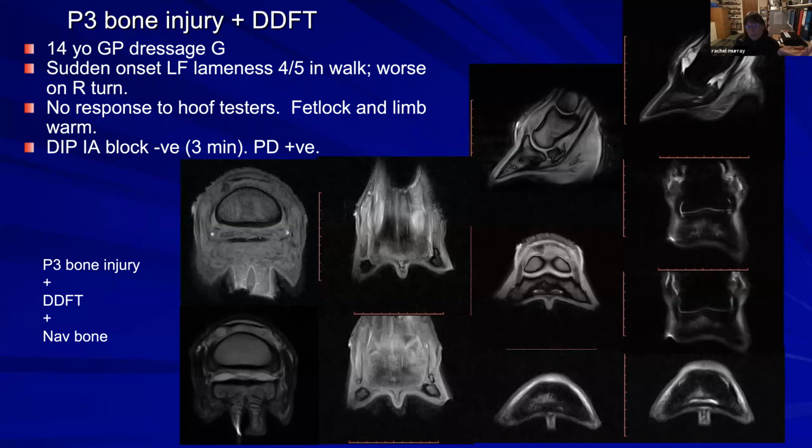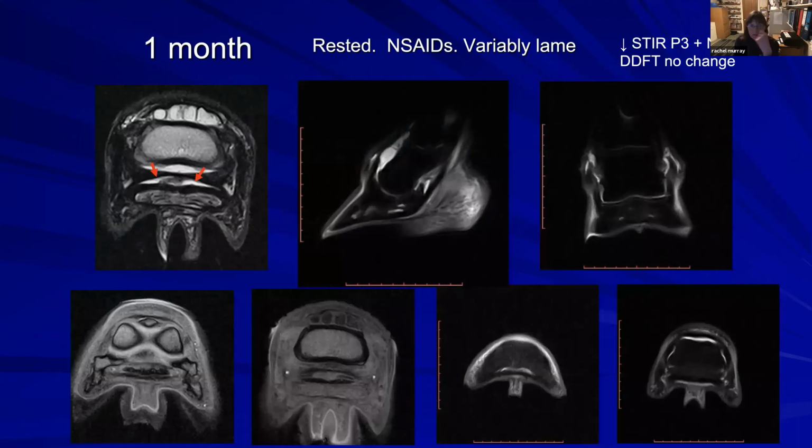So looking at this horse, was this going to be a degenerative? Was this going to progress? Was this an acute bone injury that was going to resolve? Was this going to relate to the deep digital flexor tendon injury? And this was a horse we wanted to follow pretty closely, pretty valuable horse. So it was re-MRI'd 1 month later.